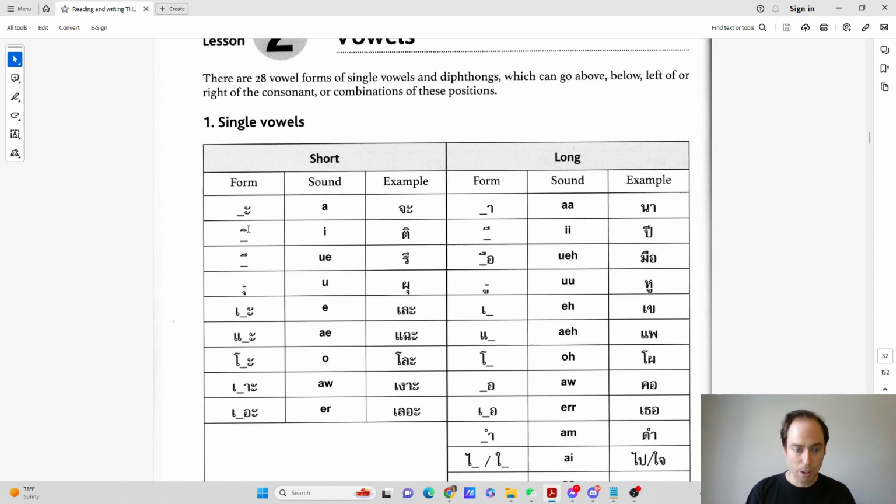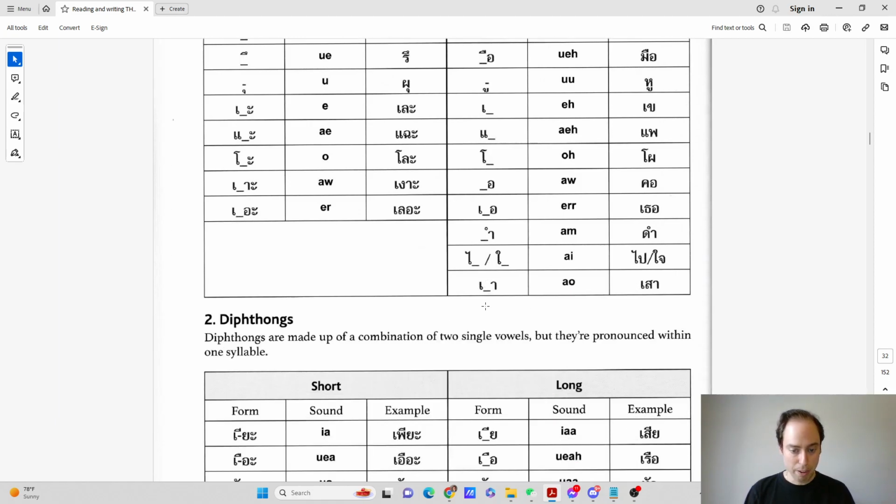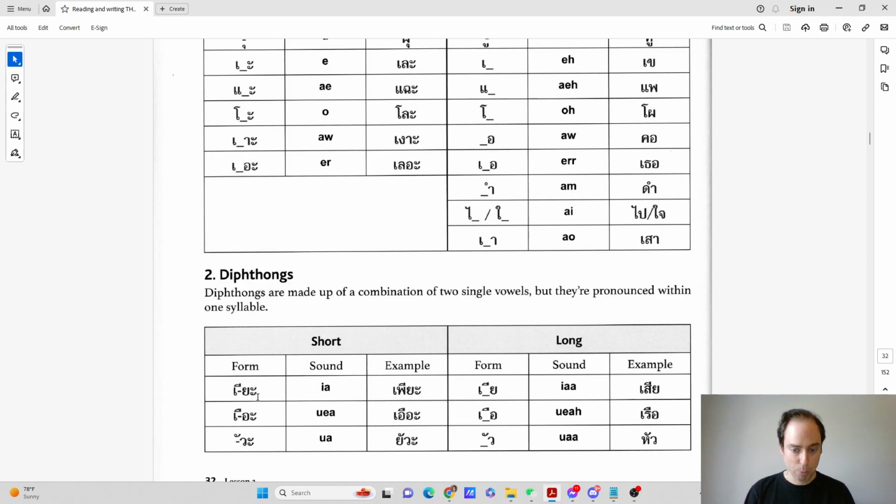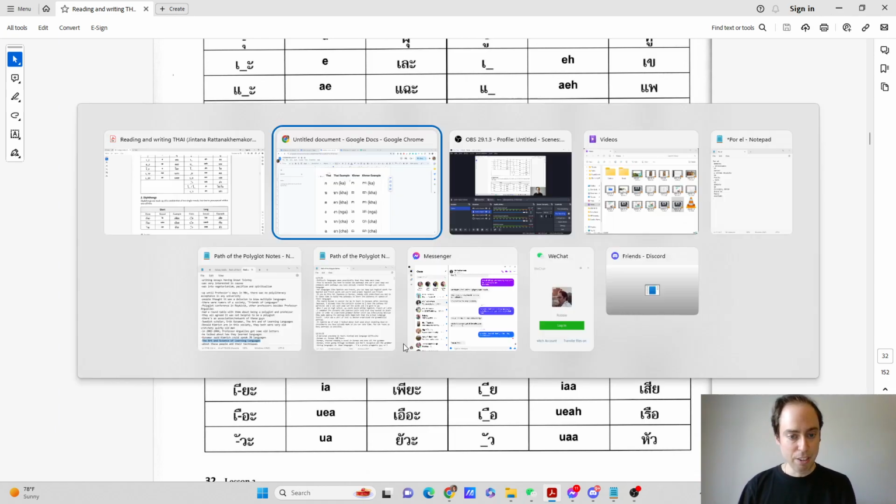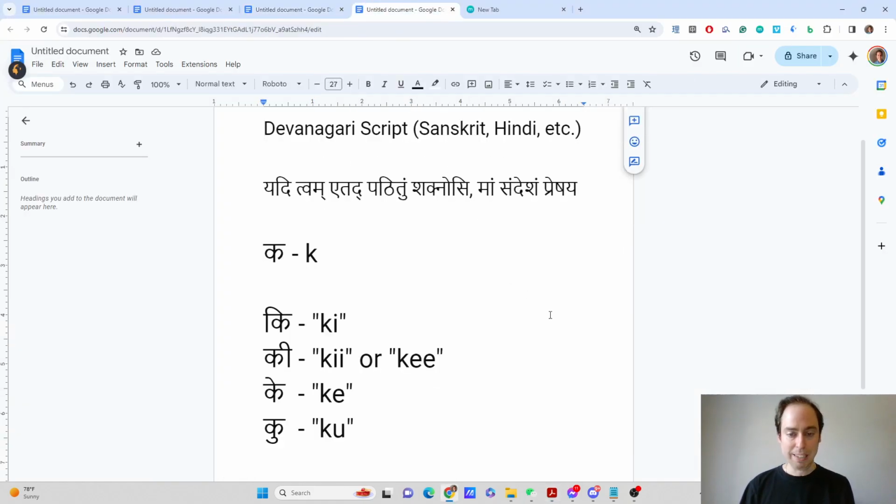You can also have the vowel above the consonant, or below the consonant, or to the left and the right, or the top and the right, or just to the left. If you get into the diphthongs, it could be left, top, and right, or anything top and right. Now this wasn't so crazy to me because right now I'm learning Sanskrit, and Sanskrit uses the Devanagari script along with Hindi, Marathi, and some other Indian languages.